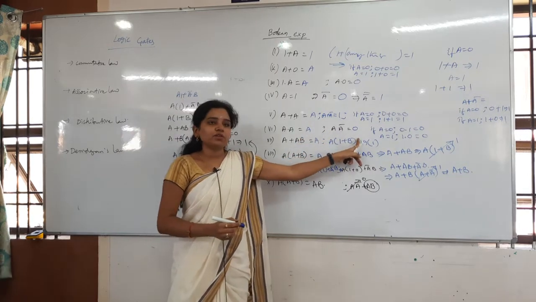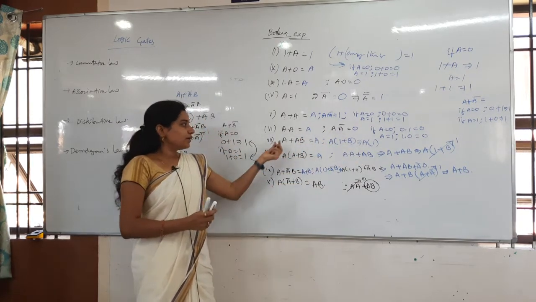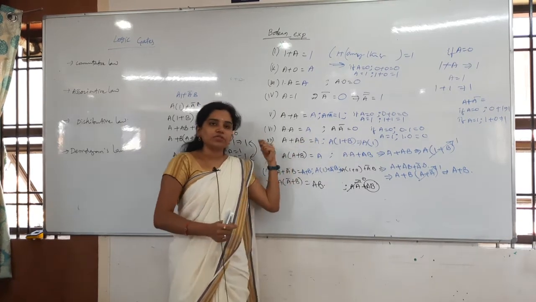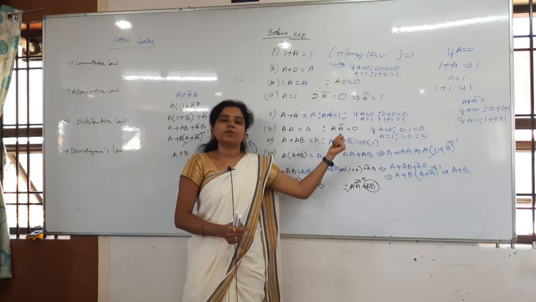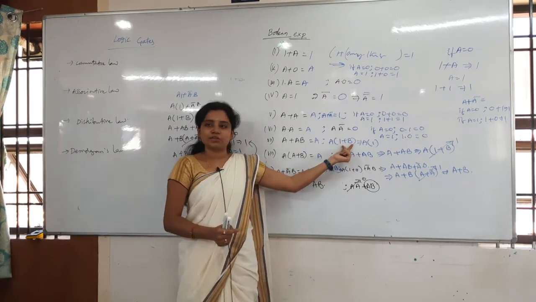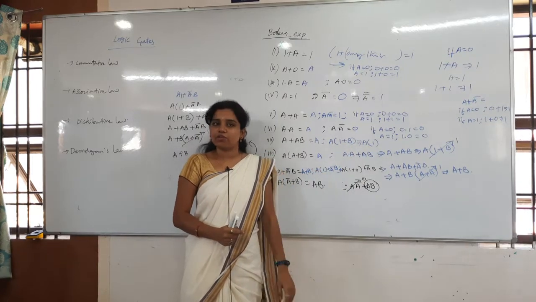A into A bar is how much? 0. Then A plus AB. In that what can I do? I can take A outside. Then what is remaining? 1 plus anything is how much? 1 only, so I have taken this as 1. Then what is remaining here? A only remaining.